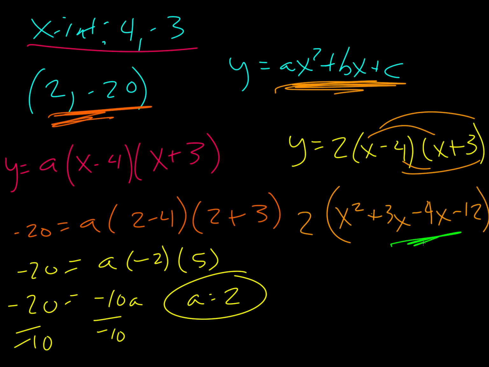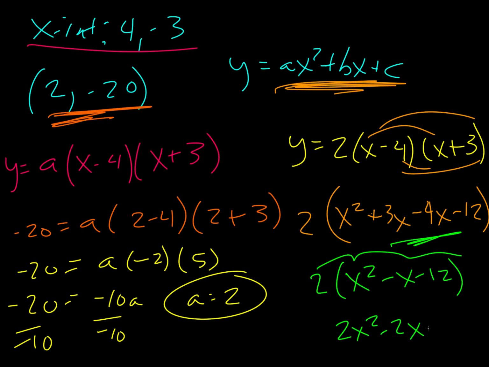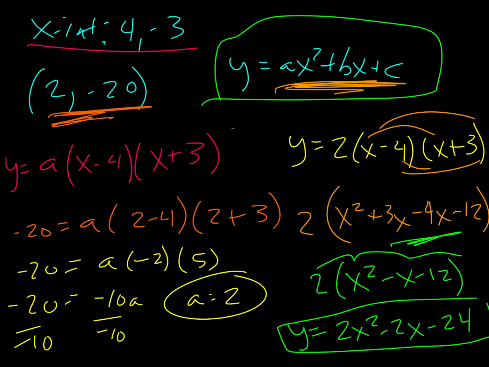I'm going to combine like terms in the middle before I distribute that 2. Now I'm going to distribute the 2. 2x squared minus 2x minus 24, and that's equal to y. And that is in the right form right there. And so we're done.